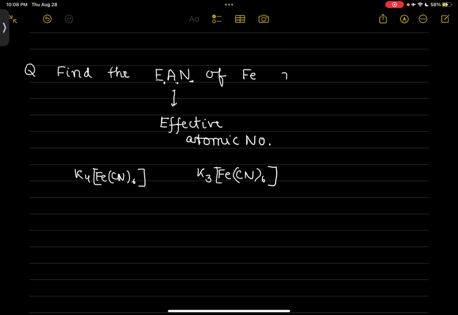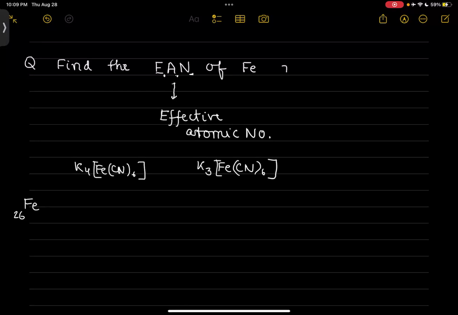Yes, sir. So first of all, I will start with the iron. Iron is the 26th element. Okay. But in these two complexes, it is not the iron, it is the cation of the iron. So in order to get the actual number of electrons, I need to figure out what is the positive charge on the iron. Is it clear? Yes, sir.